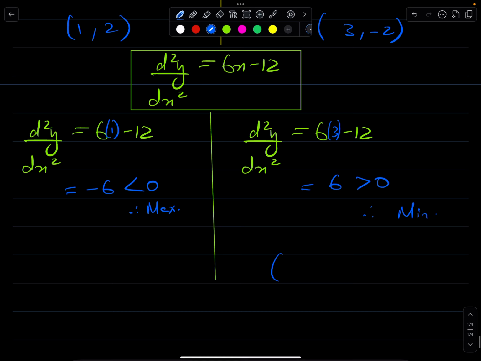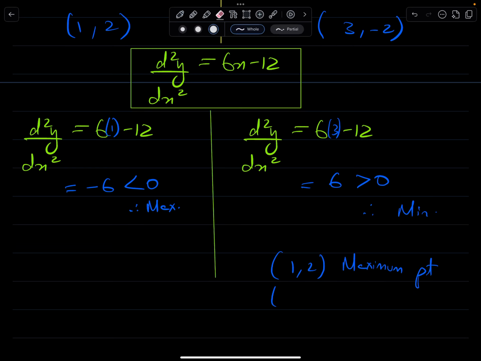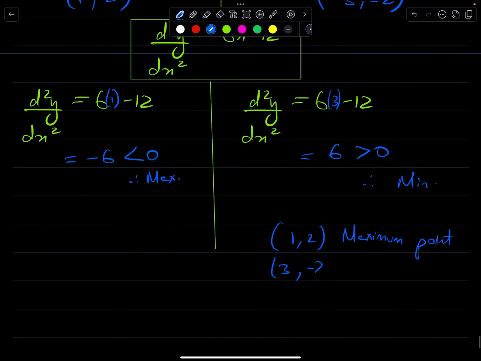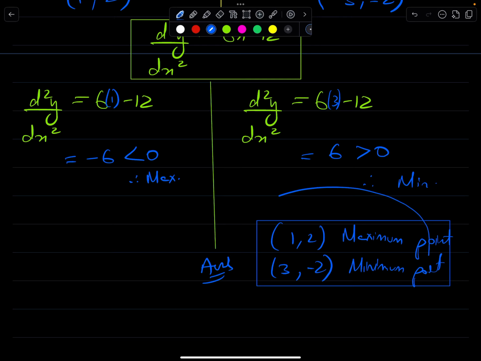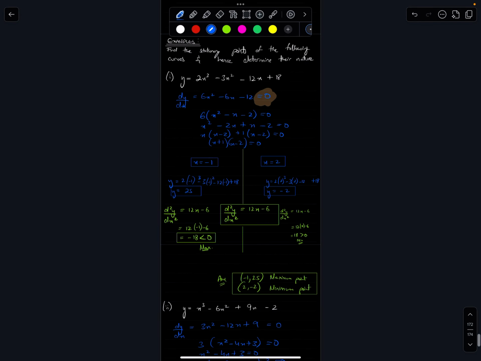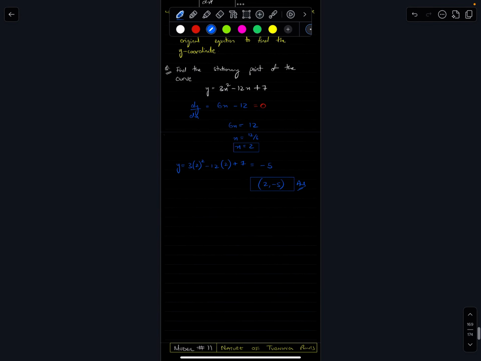Just a second. So we have 1 comma 2. It is a maximum point. And 3 comma minus 2 is a minimum point. So this was our last example. And we learned how to find the turning points and their nature, and eventually how to leave the answer bit by bit. So this is the levels signing off.